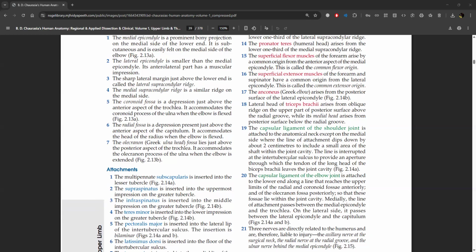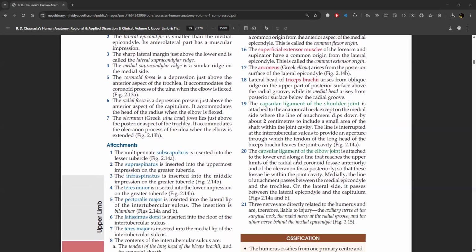Number 19. The capsular ligament of the shoulder joint is attached to the anatomical neck except on the medial side, where the line of attachment dips down by about 2 centimeters to include a small area of the shaft within the joint cavity. The line is interrupted at the intertubercular sulcus to provide an aperture through which the tendon of the long head of the biceps brachii leaves the joint cavity.